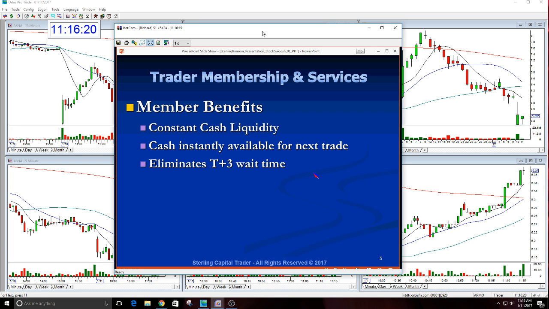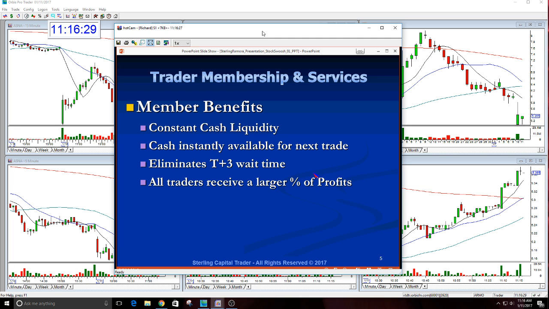That doesn't happen because it's a cash account, not so much a margin account. All traders receive a larger percentage of profits, meaning there are some firms out there that say, sure, come trade our capital, and sometimes these firms keep up to 50%, half of whatever profits you make. With Remora, they only keep a minuscule 5% of your profits. That's how they make their money.